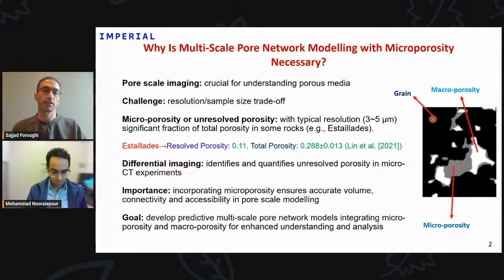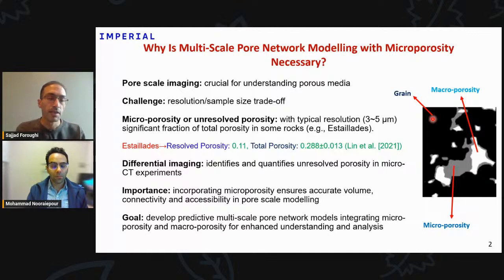For the characterization and quantification of this unresolved porosity, we use a technique called differential imaging. We have a dry scan image, fully saturated with dry air, and we have one again fully saturated with brine. By the difference between these two images, we can quantify the sub-resolution porosity.